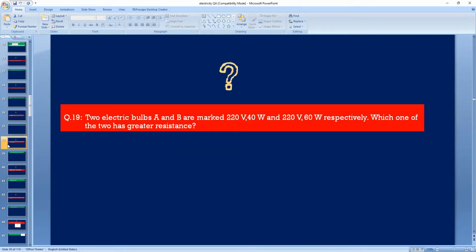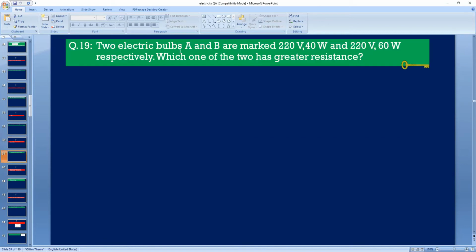Next question. Two electric bulbs A and B marked 220 volts 40 watt and 220 volts 60 watt respectively. Which one of the two has greater resistance? Answer here. There are the two bulbs A and B. A bulb having 40 watt, B bulb 60 watt. So both are connected to 220 volts. Power P is equal to voltage V. Here also power P of a bulb and voltage V. Now we can calculate individually electric current.